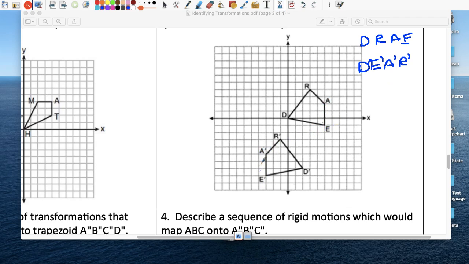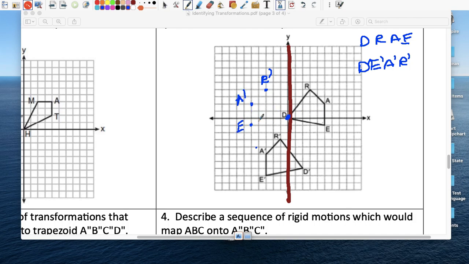Look at A and E here. They're on the left side, and A prime and E prime are on the right side. So what if we did a reflection over the y-axis? Let me put a little line over here. That's my line of reflection. What if I reflected this to the other side? D is going to stay where it is. R is going to be 3 units away, R prime. A is going to be 5 units away, and E is the same thing, 5 units away.